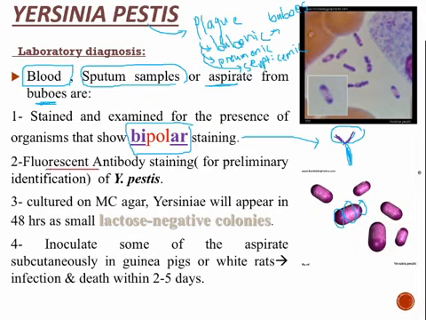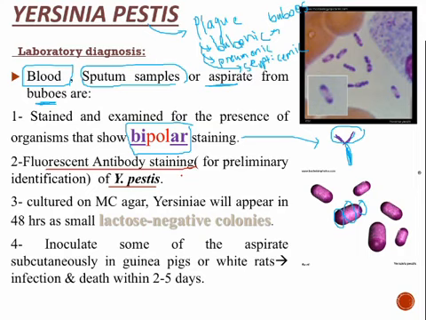Fluorescent antibody staining. This is very easy. What does it mean? This is called direct immunofluorescence. Basically you get an antibody that is fluorescent, which means it emits fluorescence when it binds to its antigen.